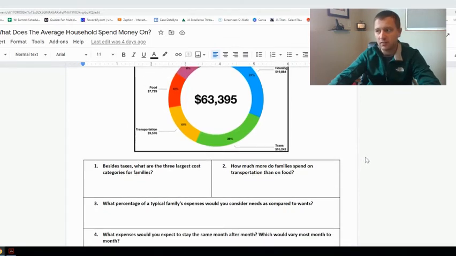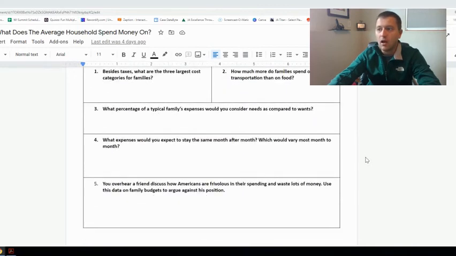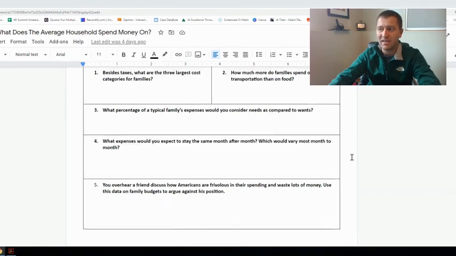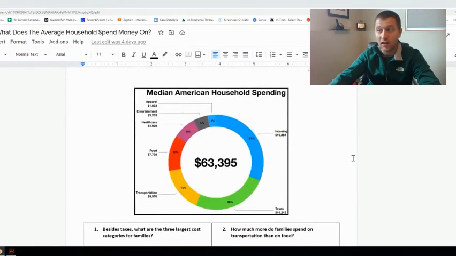That means varying. You overhear a friend discuss how Americans are frivolous in their spending and waste lots of money. Use the data on family budgets to argue against this position, right? So your friend says that Americans are spending a whole bunch of money, wasting all of their money. I want you to argue against that based on this budget above, or based on this spending above.